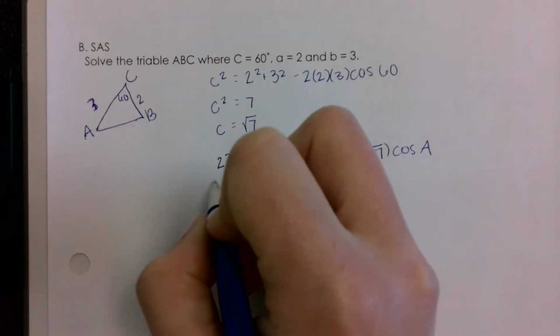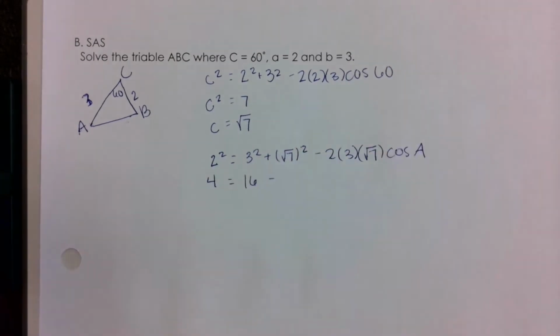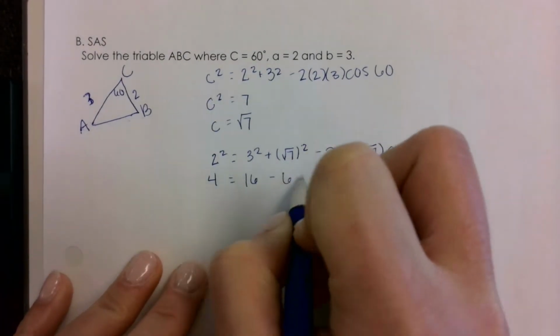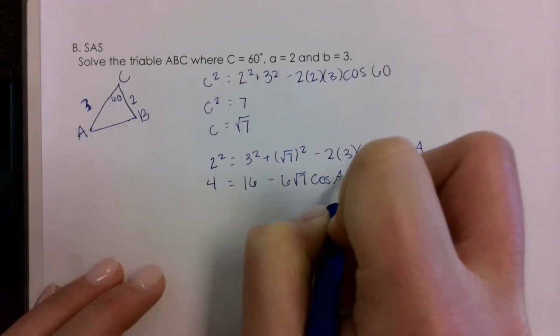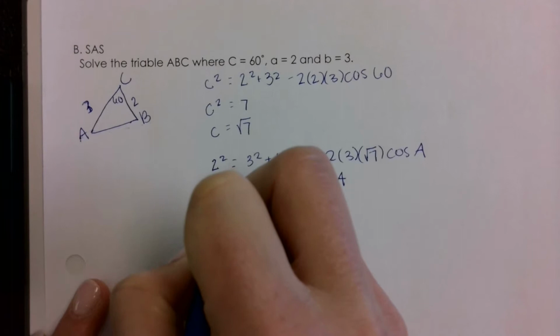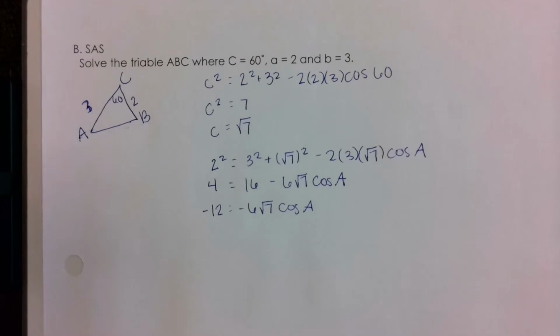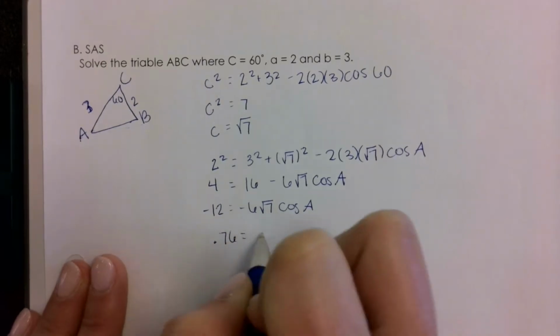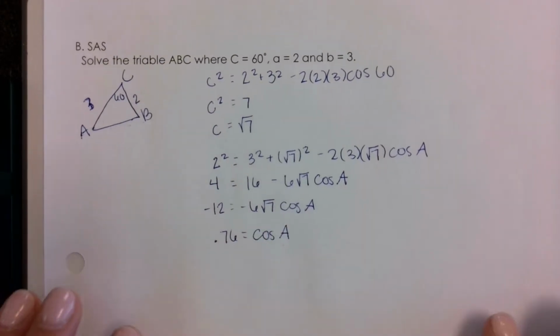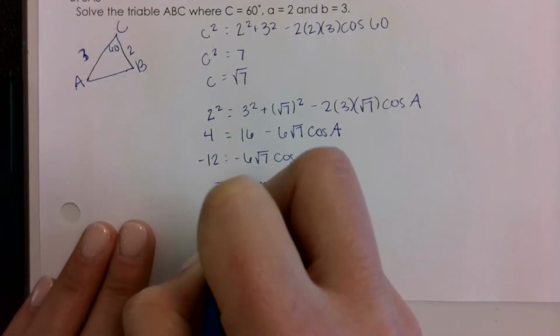2 squared is going to give us 4, and then 3 squared plus root 7 squared is going to be 16, minus 2 times 3 times root 7 is 6 root 7 cosine of A. What do we do from there? Minus 16, so that's going to give you negative 12 equals negative 6 root 7 cosine of A. Then divide by negative root 7. So I just went ahead and got a decimal there, and it's like 0.76 cosine of A. And then you'll do inverse cosine of that number to get the angle measure A. And what do we end up getting?